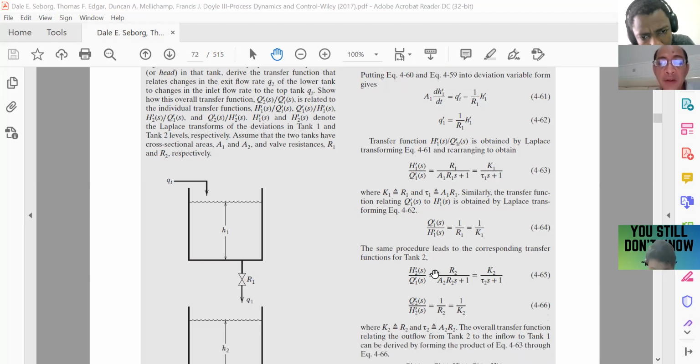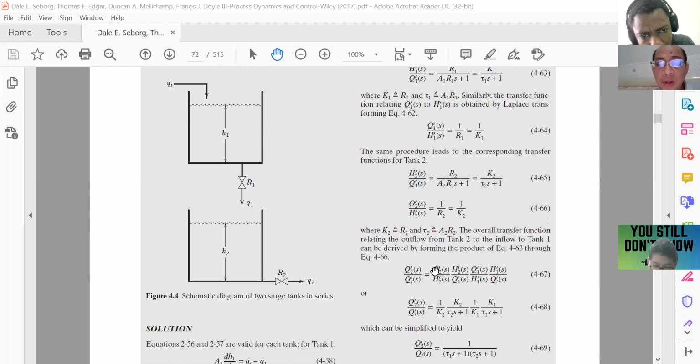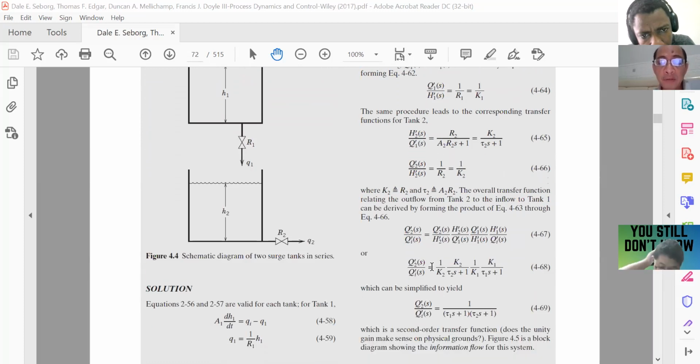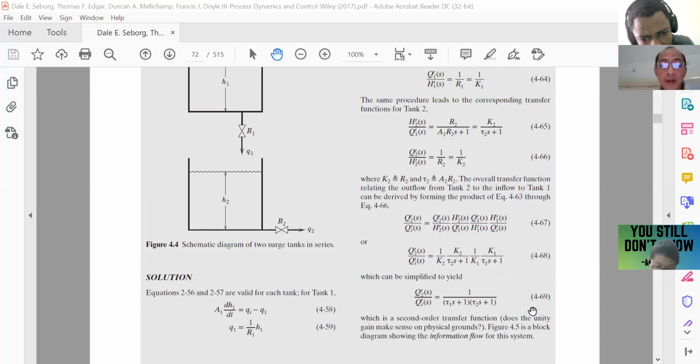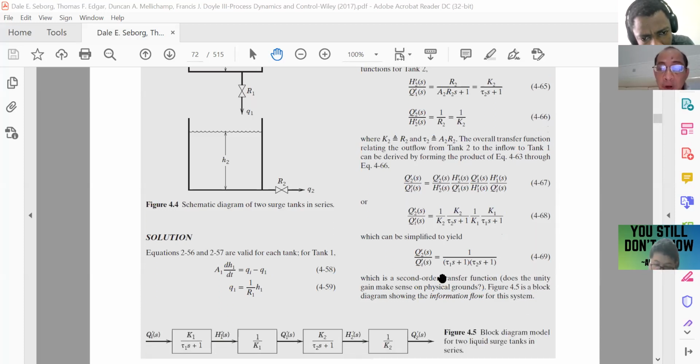So if we want to find the transfer function between Q2 prime over Qi prime, you will have something like this. Okay, equation 469. All right. Remember, because this is the flow rate and this is the flow rate, the numerator will be equal to 1, because they have the same velocity.